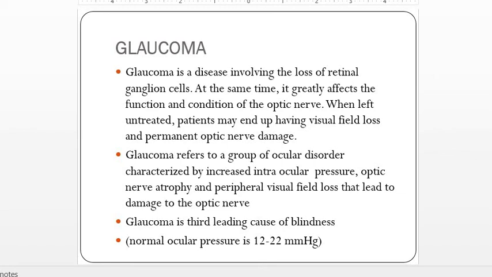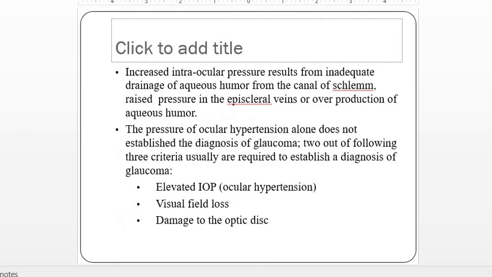As we know, the normal ocular pressure is 12 to 22 mm of Hg. Next, increased intraocular pressure results from inadequate drainage of aqueous humor from the canal of Schlemm, raised pressure in episcleral veins, or overproduction of aqueous humor. Firstly, glaucoma is related to the intraocular pressure, and intraocular pressure is related to the drainage of the aqueous humor, and the drainage of aqueous humor takes place from the canal of Schlemm. So these things are all connected with each other.